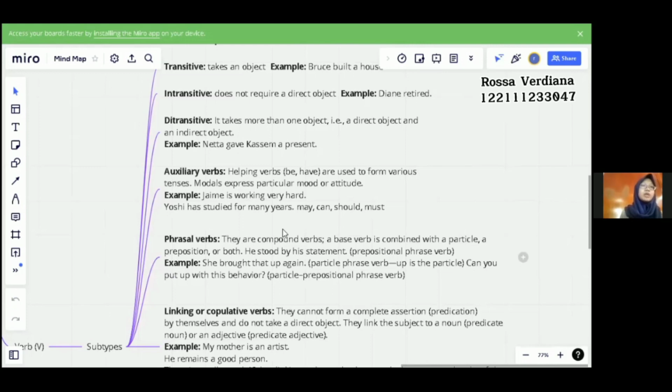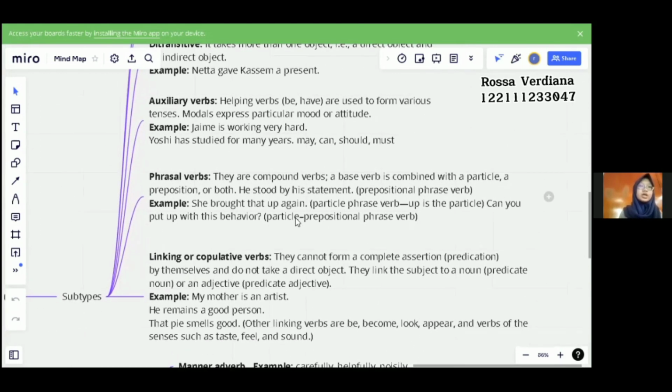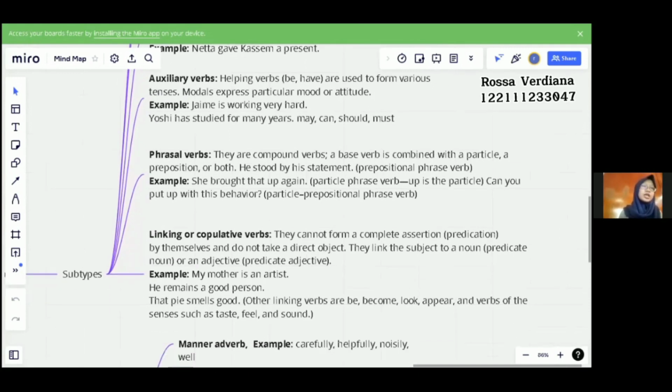And the fifth is auxiliary verbs. These are helping verbs, used to form various tenses. Examples: James is working very hard. Yoshi has studied for many years. Auxiliary verbs also include modals, which express a particular mood or attitude. Examples are may, can, should, must. And the sixth is phrasal verbs. They are compound verbs, where a base verb is combined with a particle, a preposition, or both. Examples: he stood by his statement and she brought that up again.